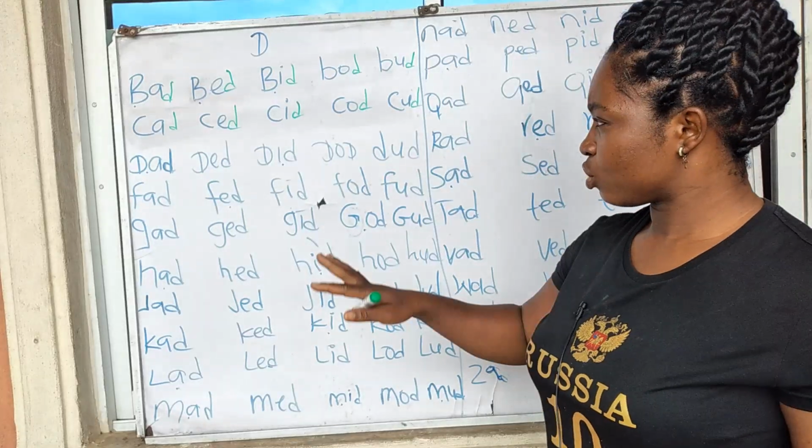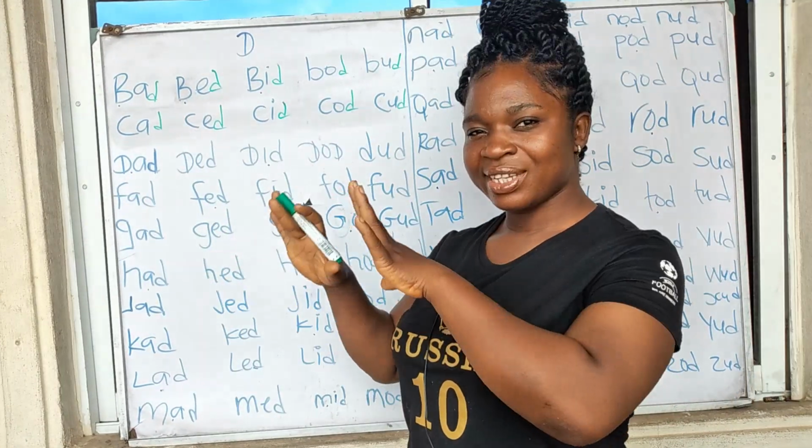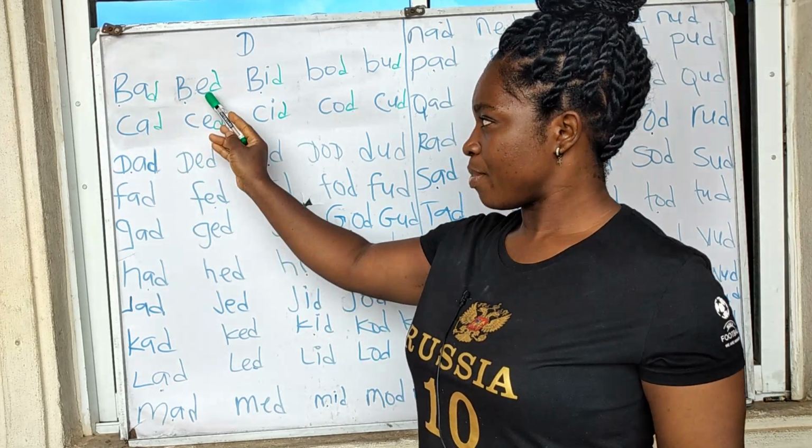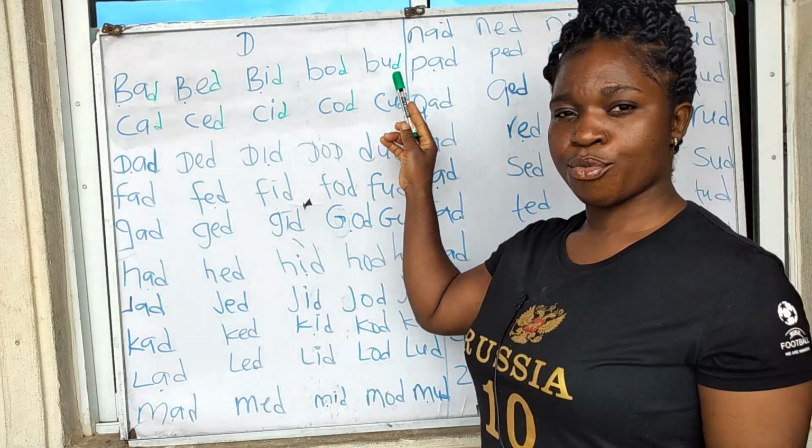So today we are working with letter D. Let's recite it together. So I have bad, bed, bid, bod, bood.